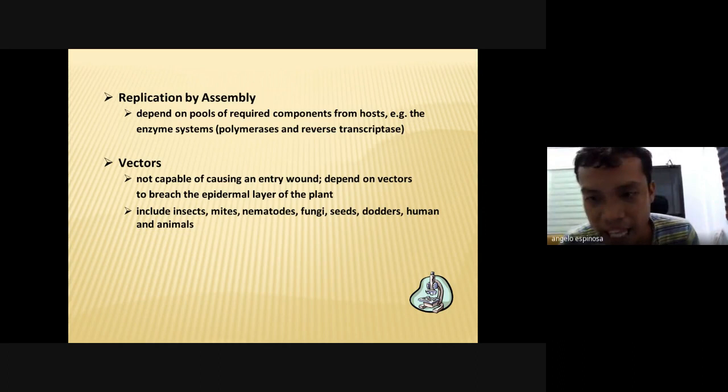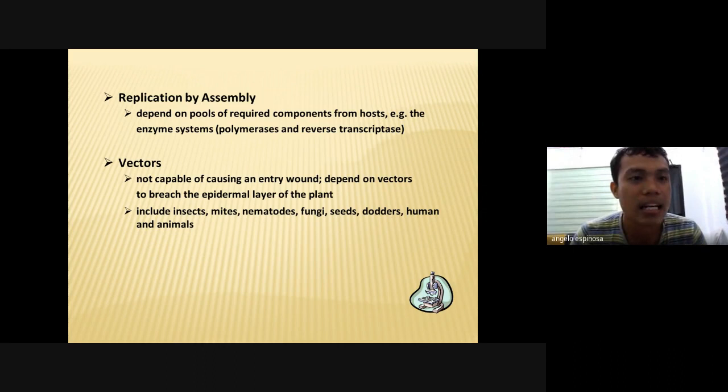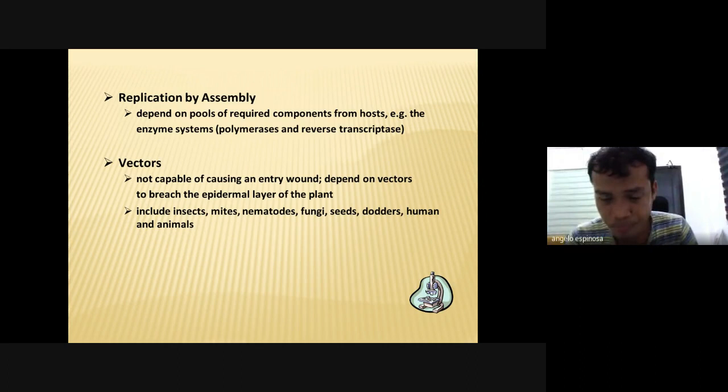Actually, meron dalawang cycle. We have lytic cycle and lysogenic cycle. Okay? Dali lang. Mas maganda pag meron siyang picture. Okay, papakita ko sa inyo yung picture para mas madali.